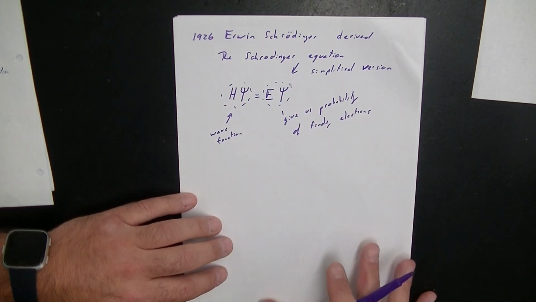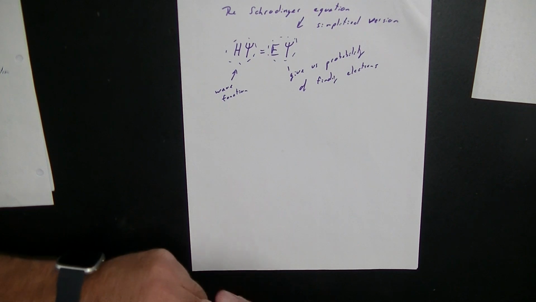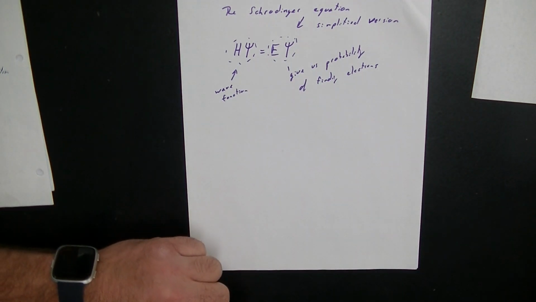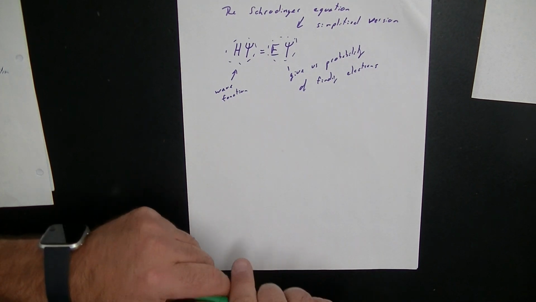So what is it really saying? And that's what we got to talk about. What is Schrödinger really saying? Well, this equation, or this derived equation, is the basis of the quantum model.